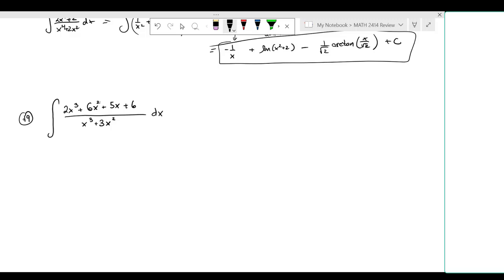So the degree on top, I'll just write top polynomial, right? Is 3. The degree on bottom is 3. So the degree on top is not strictly less than the degree on bottom. So we're gonna have to use long division first. Just division. I'm not sure it's called long division.